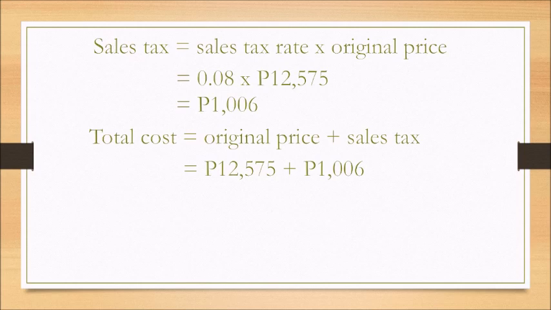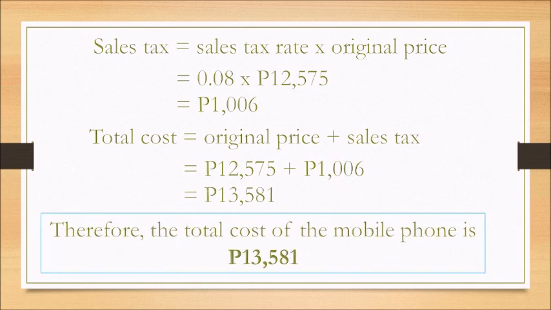Total cost is the original price plus the sales tax. So 12,575 plus the sales tax, which is 1,006, we have 13,581. Therefore, the total cost of the mobile phone is 13,581.